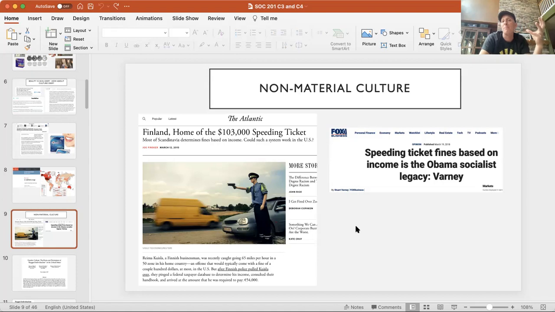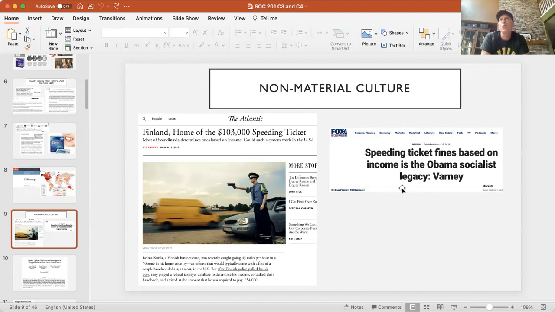From our American viewpoint, this is Fox News, a more conservative viewpoint, that Fox News identifies something like this as socialist. And I find that fascinating. Like, where does that come from? That sort of a reaction to something like the speeding ticket.